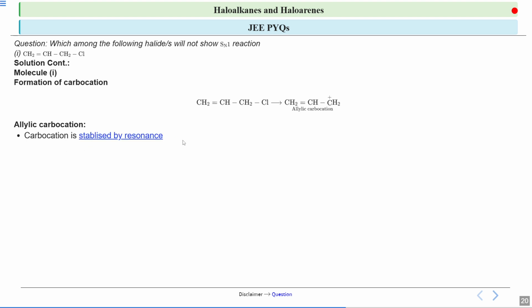This carbocation is stabilized by resonance. So this structure of the carbocation is equivalent to this structure after charge stabilization by resonance. The double bond electrons will be shifted from here to this carbon, and the positive charge will shift to this carbon, and you will get this equivalent structure of the carbocation. So the carbocation is stabilized by resonance. That means this molecule will favor the SN1 reaction, because in the SN1 reaction, the stability of the carbocation is the key factor.